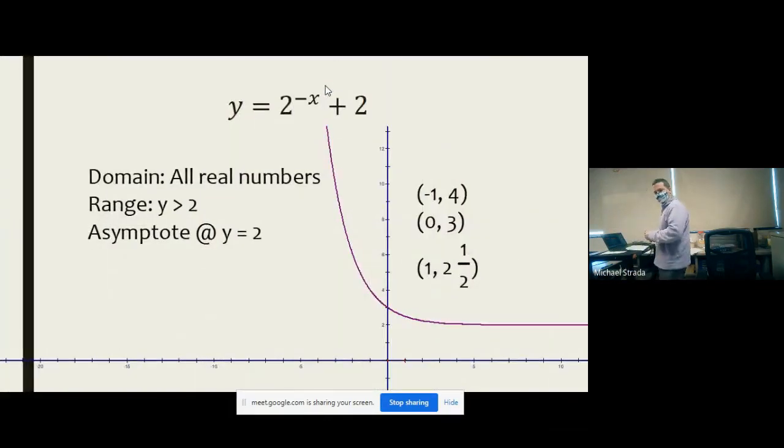There's the next one, 2 to the negative x plus 2. Make sure you realize what negatives do, what numbers outside do, what numbers inside do.